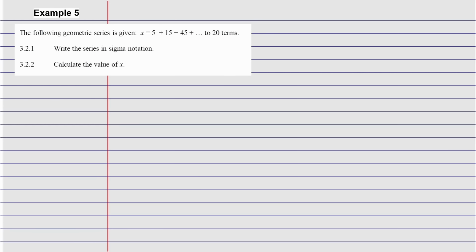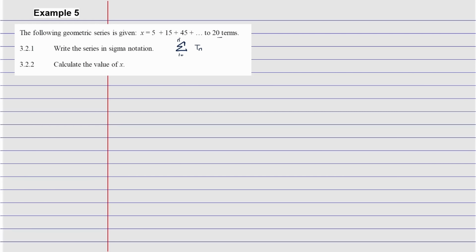So now let's do example 5. It says the following geometric series is given as x equals 5 plus 15 plus 45, and it goes up to 20 terms. The first question says, write this in sigma notation. Remember that for sigma notation, we need to write it in this form, where here is the last term, here is where it starts, and here is our Tn. That's how we will write it.